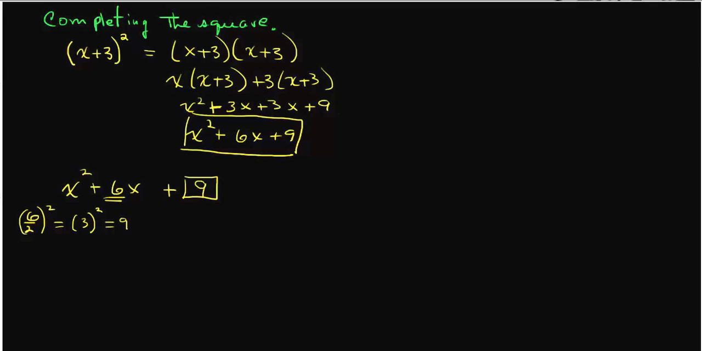Suppose I have something like x squared plus 8x. What do we add in here? Well, again, we take the middle coefficient, 8 over 2, gives us 4 to the second, which is 16, and then we have x squared plus 8x plus 16.